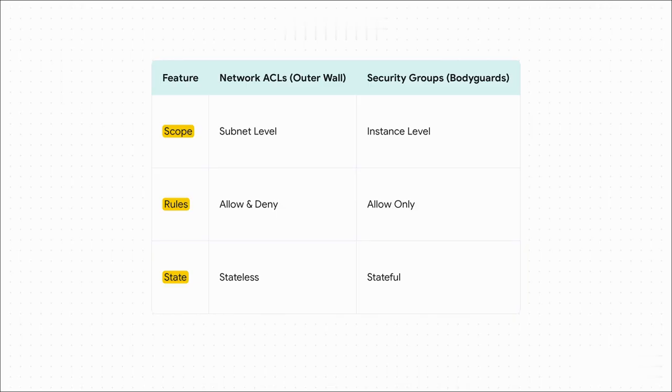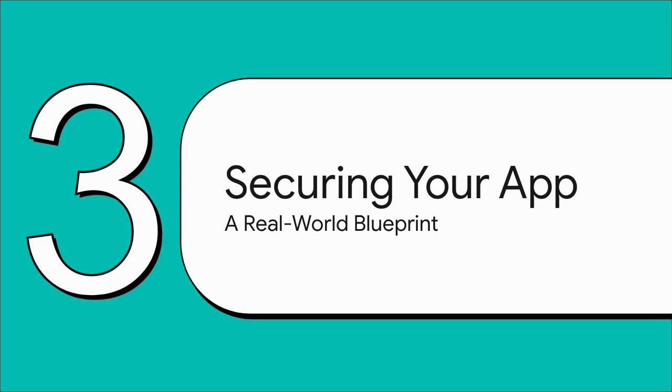Now, security groups, they're more like personal bodyguards standing right next to each server. They are stateful, so if they let a request in, they automatically know to let the answer back out. Super convenient. They also only use allow rules, which makes them way simpler and much more precise for locking down your actual applications. Theory is great and all, but let's make this real.